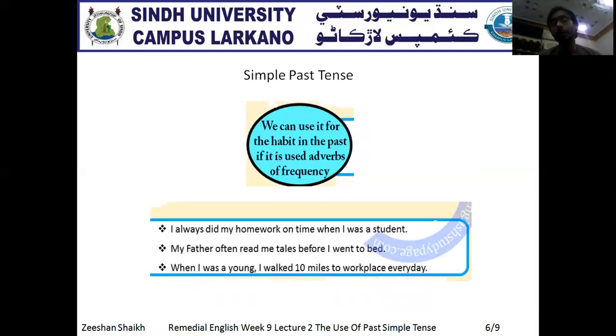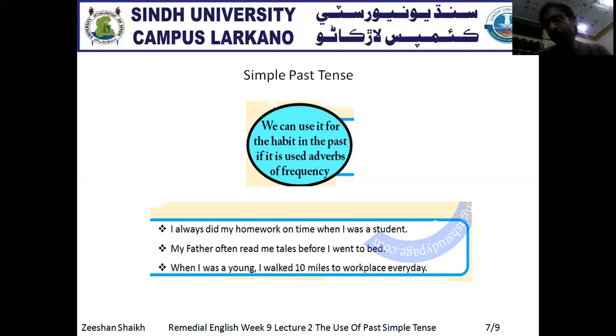Lastly, we use the past tense with the habit form. Especially, we usually use an adverb of frequency with the past, in a habit form. Examples are given. I always did my homework when I was a student. Now, if you see, what is this always? This is the adverb of frequency. You might have learned the different types of adverbs. This always is basically the adverb of frequency, and the adverb of frequency is used in the habitual past.